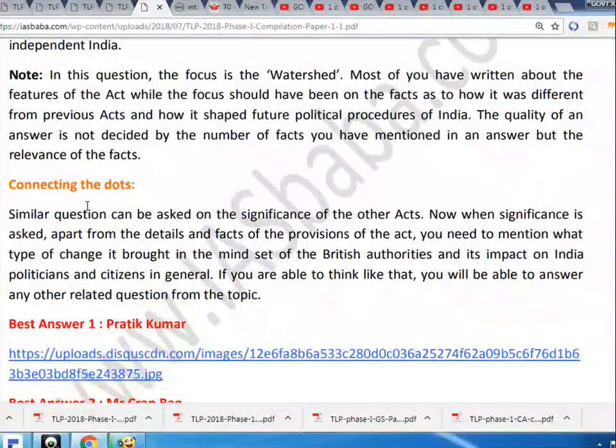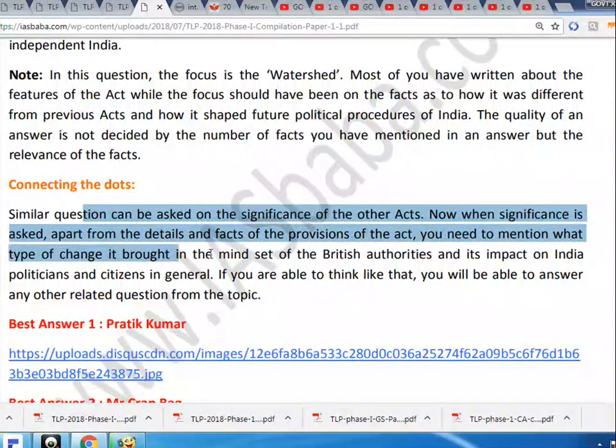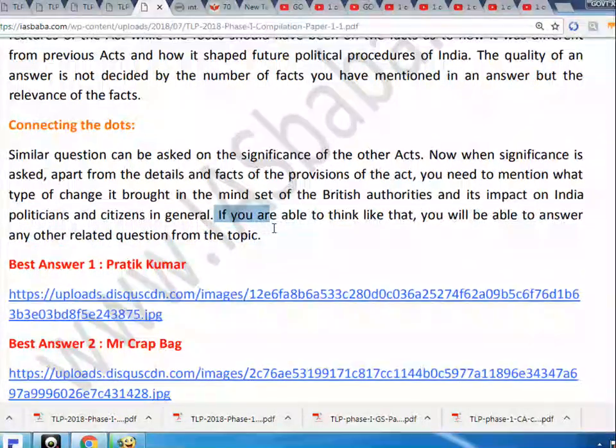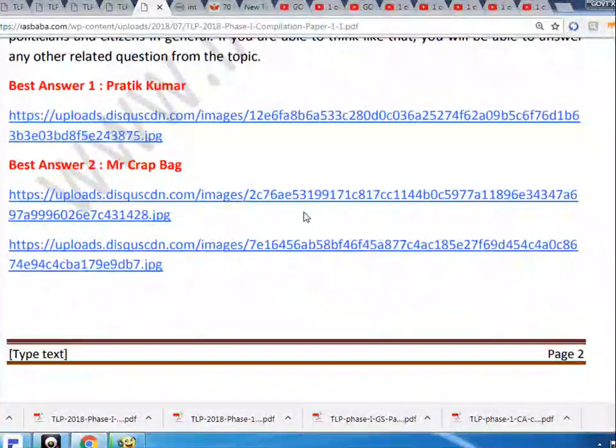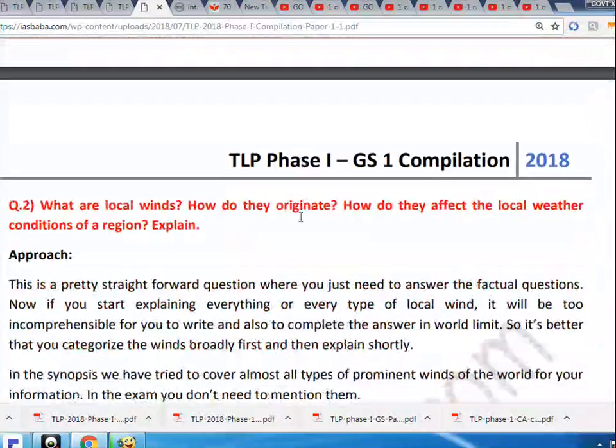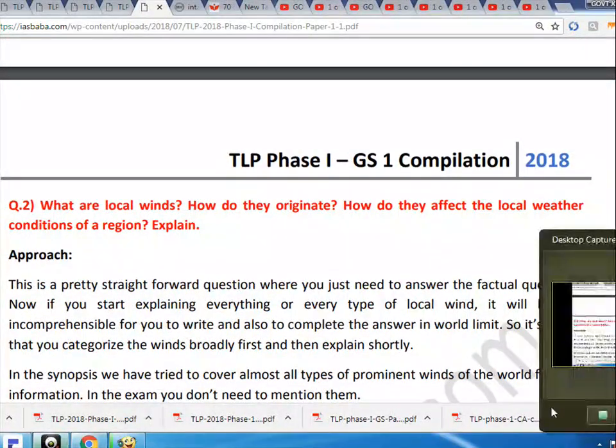Connecting the dots. Similar questions can be asked on the significance of the other acts. Now, when significance is asked, apart from the details and facts of the provisions of the Act, you need to mention what type of change it brought in the mindset of the British authorities and its impact on Indian politicians and citizens in general. If you are able to think like that, you will be able to answer any other related question from the topic.